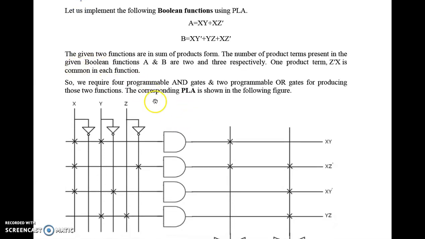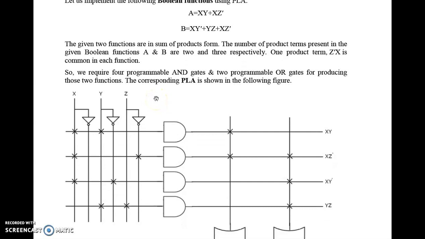the PLA. The given two functions are in sum of products form. The number of product terms present in the given Boolean functions A and B are 2 and 3 respectively. One product term, xz bar, is common to each function. So we require 4 programmable AND gates and 2 programmable OR gates to produce those two functions. The corresponding PLA is shown in the following figure.